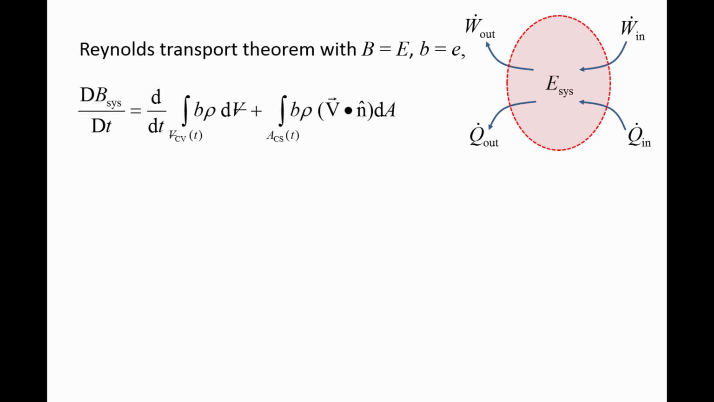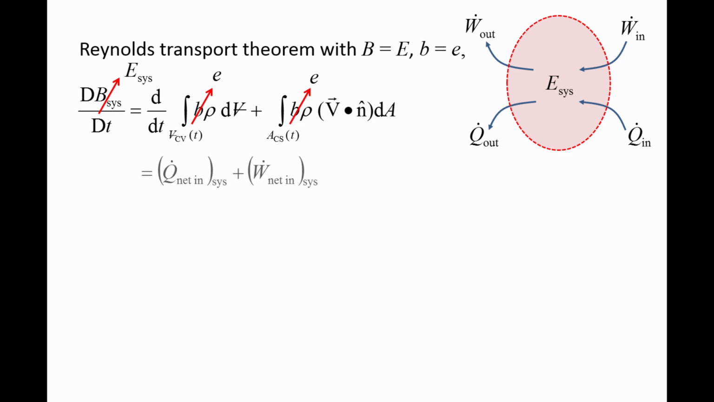We now apply the Reynolds transport theorem with the extensive property capital B being the total energy capital E, and the corresponding intensive quantity lowercase b being the specific energy lowercase e. The specific energy is the total energy per mass. Plug in the total energy for capital B and specific energy for lowercase b.